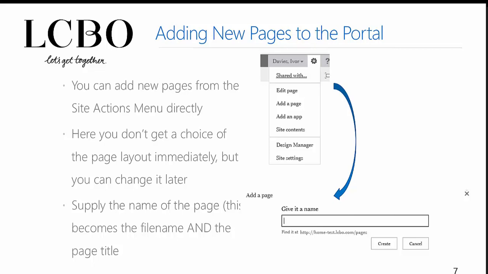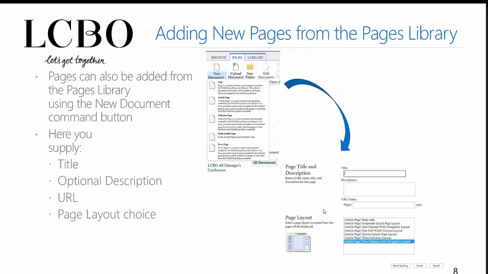Adding new pages to the portal. You can add new pages from the Site Actions menu directly. Here, you don't get a choice of the page layout immediately, but you can change it later. You simply need to provide the name of the page, and it becomes the file name of the page and the page title itself. So if you wanted to quickly add a page to your current location, you would click on the Site Actions menu, which is a little gear, and then click on Add a Page. It's that simple. Give the page a name and then click Create.